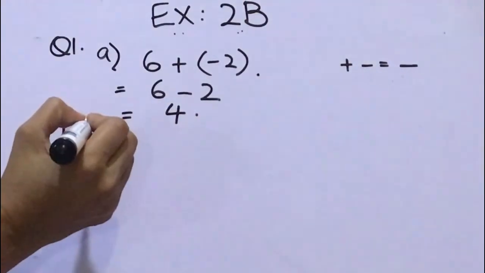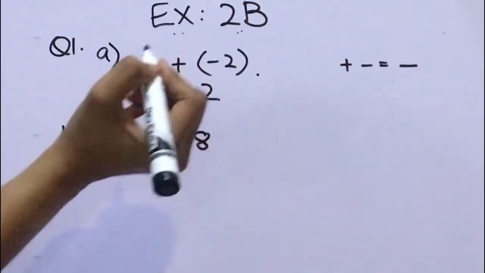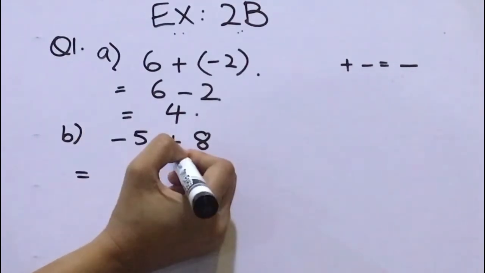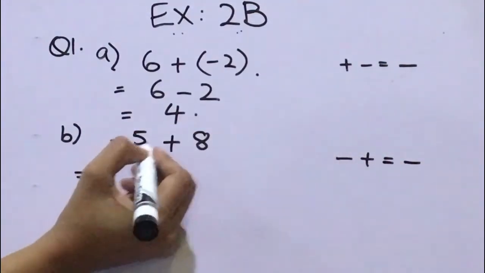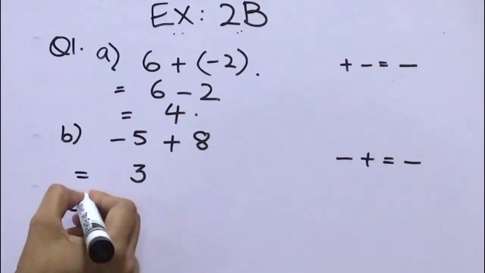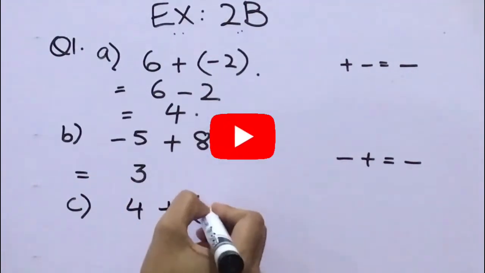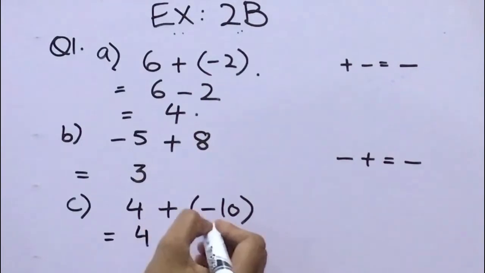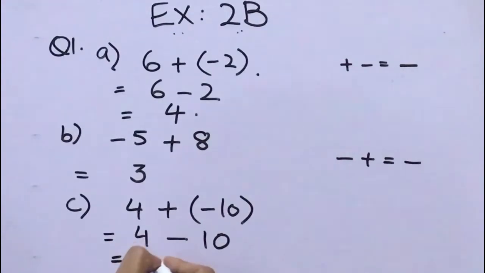B part. Minus 5 plus 8. A negative number added to a positive one. Minus and plus will behave like minus. So minus 5 plus 8, the answer would be 3. C. 4, add a negative number, minus 10. 4 plus minus 10. The answer would be minus 6.